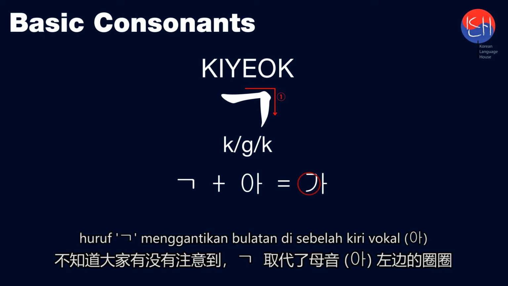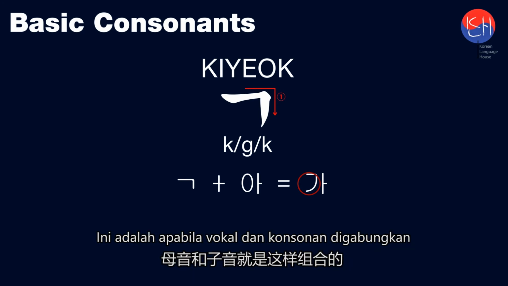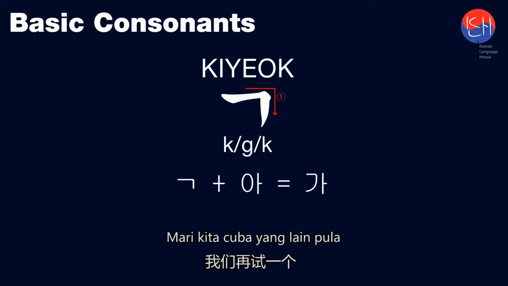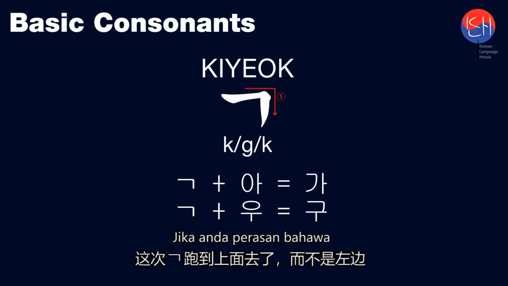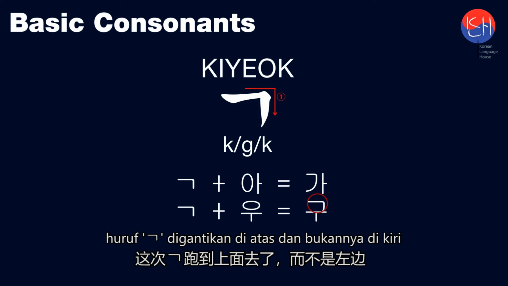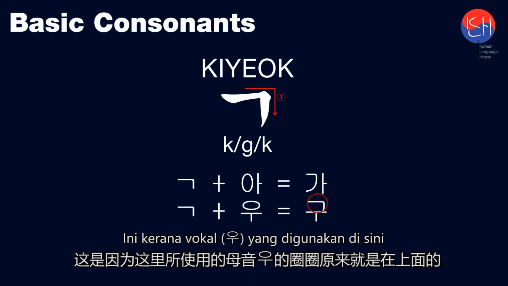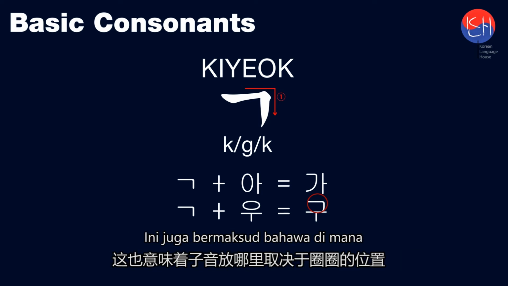Notice how the 기역 has replaced the circle of the vowel A. This happens every time you combine a vowel and a consonant. Let's try another one. 기역 plus 우, 구. Notice how the 기역 is at the top this time instead of the left. This is because the circle of 우 is at the top of the letter. This means the position of the consonant depends on where the circle of the vowel is.